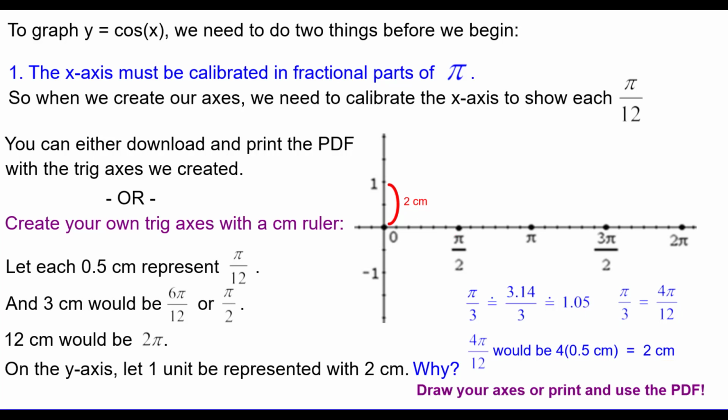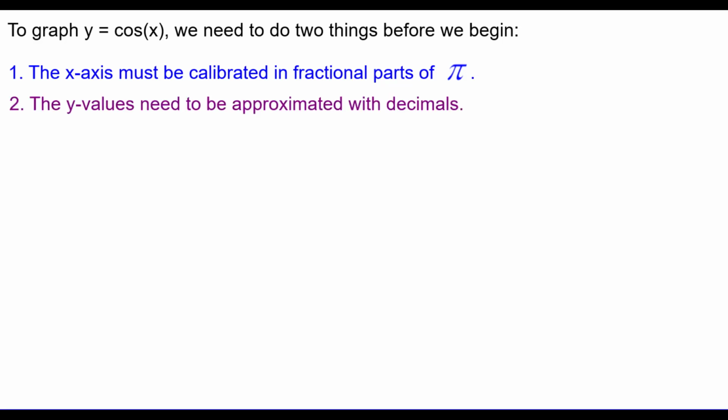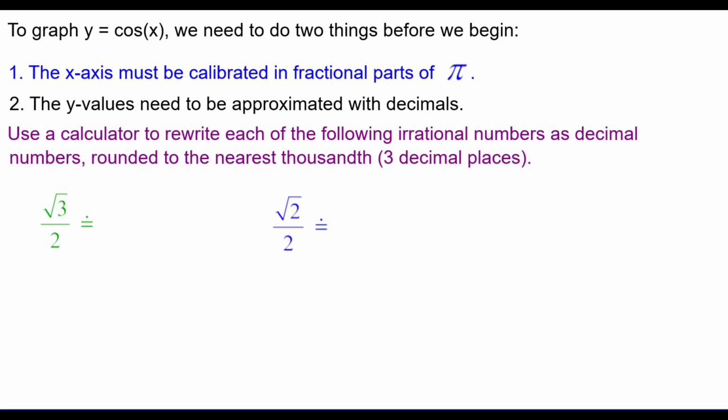So go ahead and draw your axes, or print and use the PDF so that you can draw the graph of y equals cosine of x. Press pause, resume when you're ready. The y values also need to be calibrated, or I should say approximated, with decimals. So go ahead and use the calculator right now to rewrite each of the following, rounded to the nearest thousandth or to 3 decimal places. Press pause, resume when you're ready with those answers.